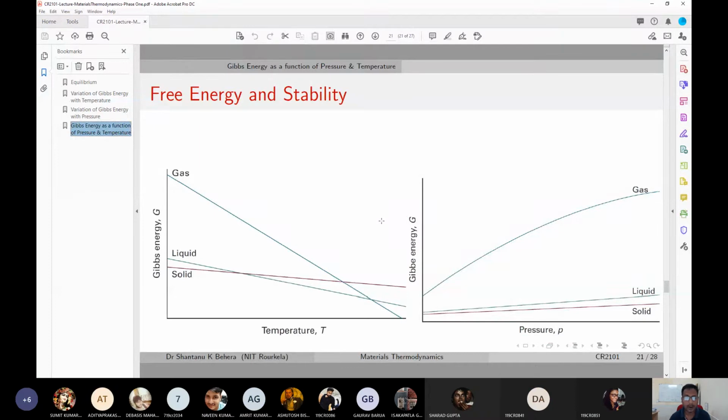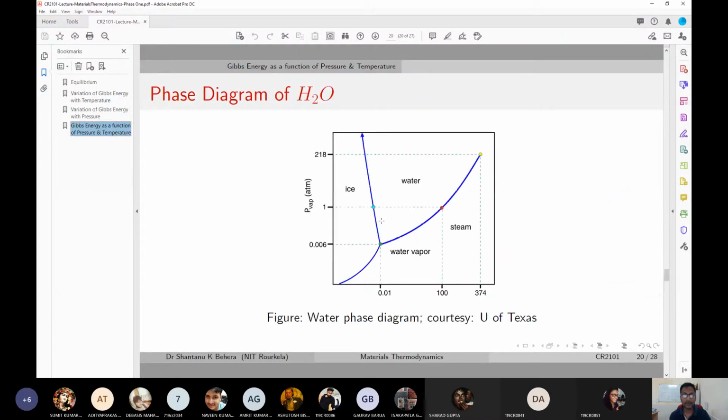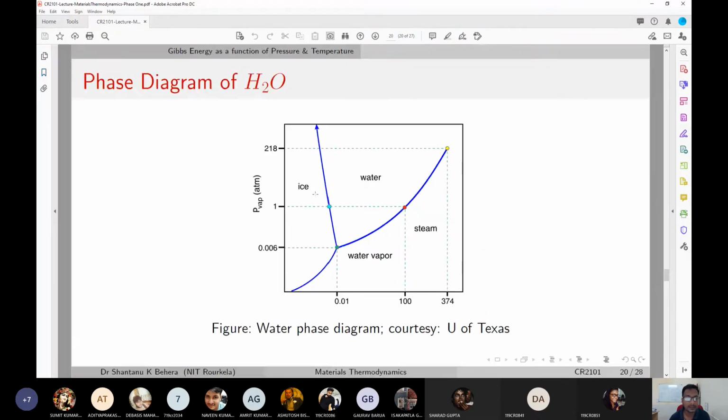So we spoke about the phase diagram for water, and this is the basic phase diagram that you'd find for water. Here you see... why is it flickering?